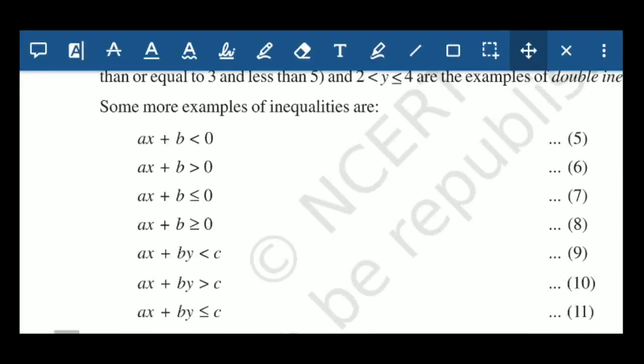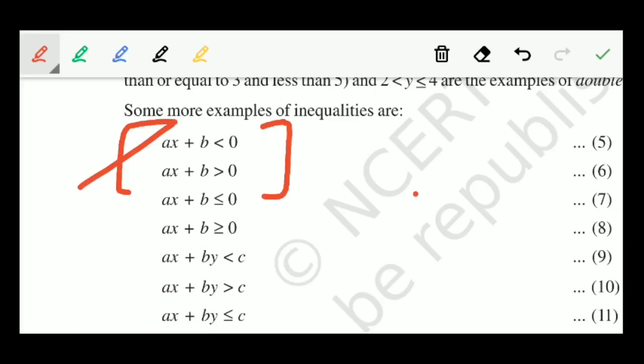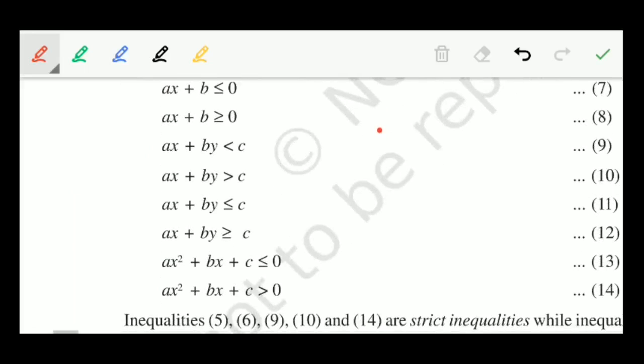First is this one: ax plus b is less than 0 and ax plus b is greater than 0. These types of inequalities are known as strict inequalities. Once again, these are known as strict inequalities. And you can see downside, inequalities 9 and 10 are also examples of strict inequalities.